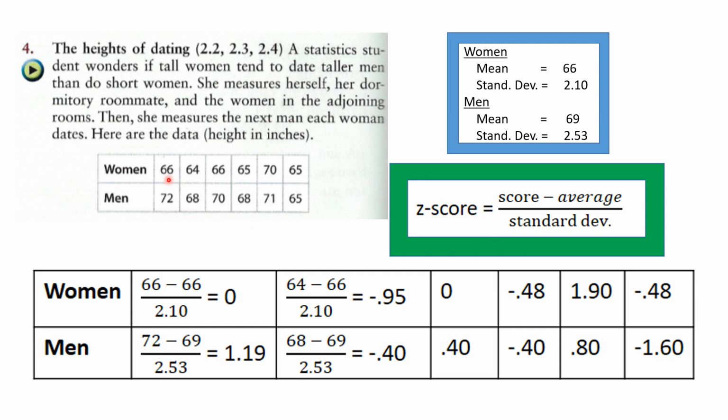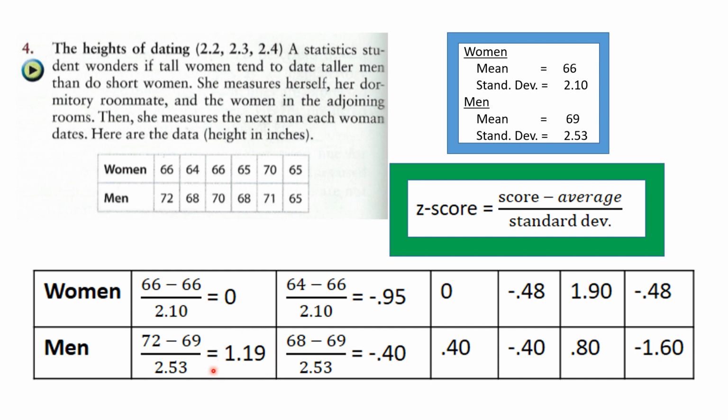All right, so our first woman had a height of 66 minus the average woman's height, which is 66, divided by the woman's standard deviation of 2.10. When we do that, that's going to give us a z-score of 0. For the first guy, he had an actual height of 72 minus the average male height, which is 69, divided by 2.53, the standard deviation, and that gives us a z-score of 1.19.